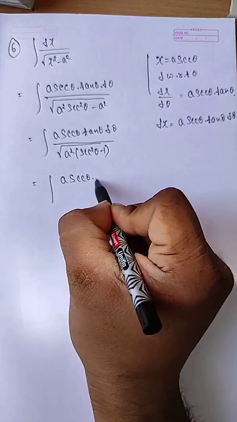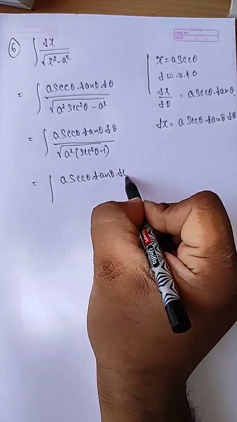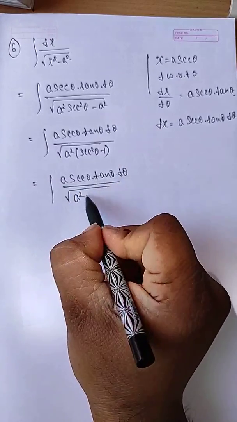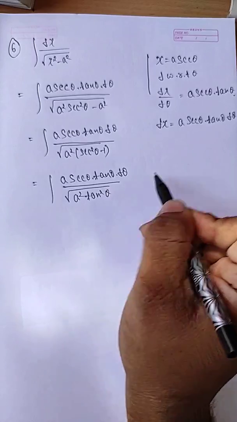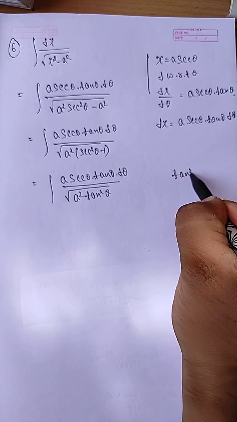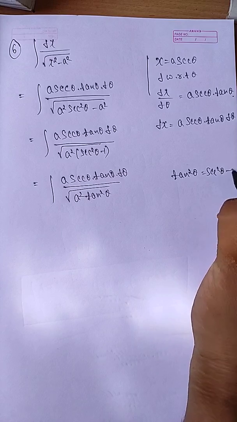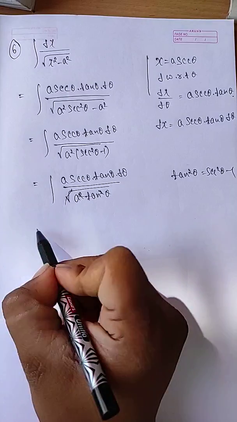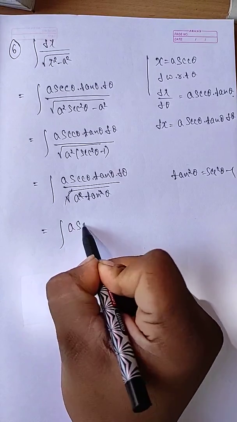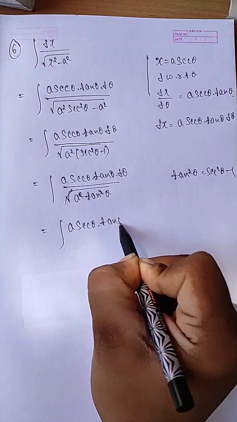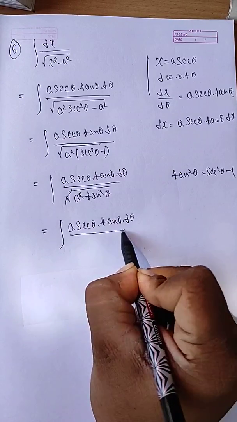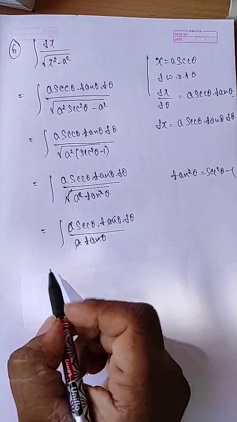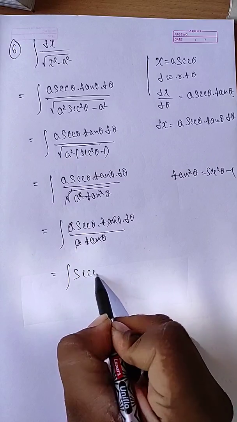A secant theta into tan theta into d theta by root of a square tan square theta. We know that tan square theta is secant square theta minus 1. Is it clear? Square and root cancel. So what is left here: integration of a secant theta into tan theta into d theta by a tan theta. A cancels, tan theta cancels. So we are left with integration of secant theta.